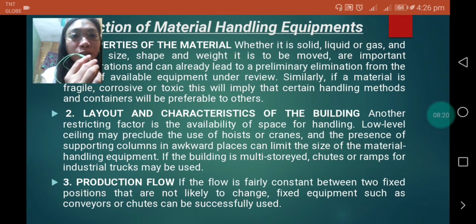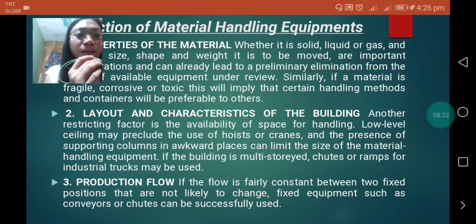And third, production flow. If the flow is fairly constant between two fixed positions that are not likely to change, fixed equipment such as conveyors or chutes can be successfully used.